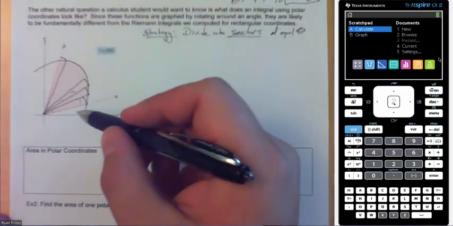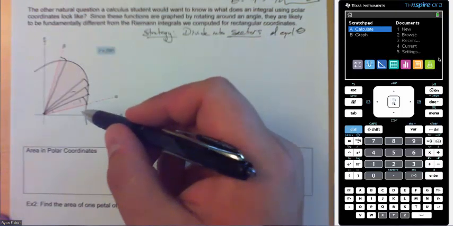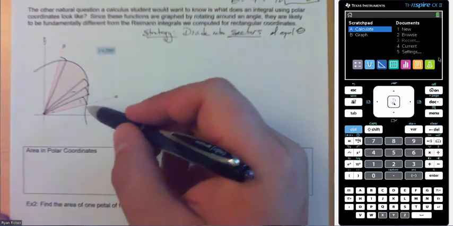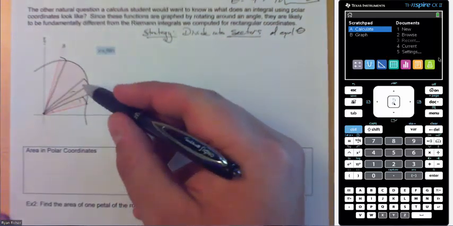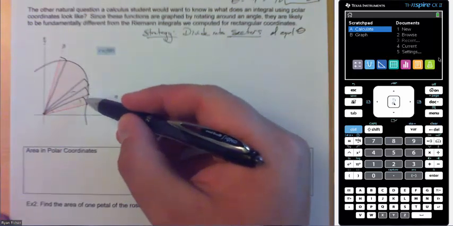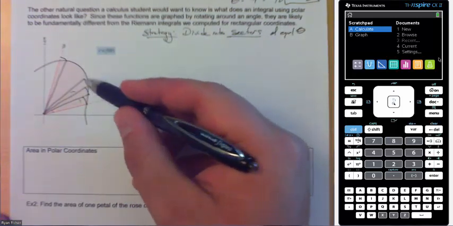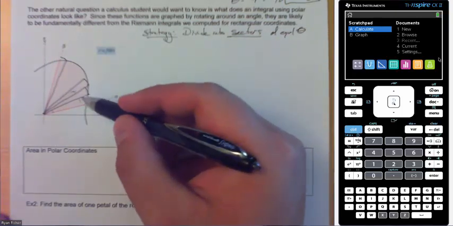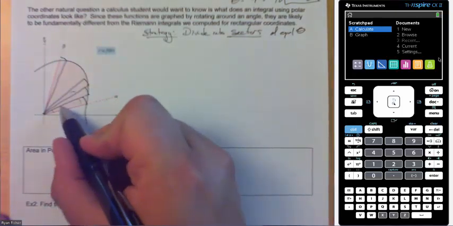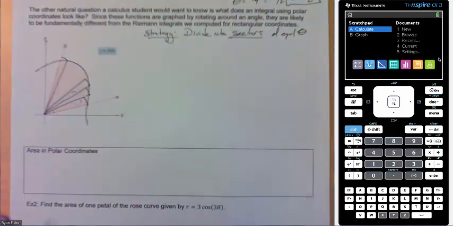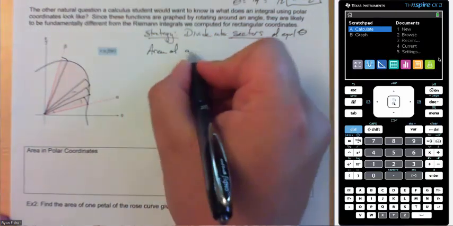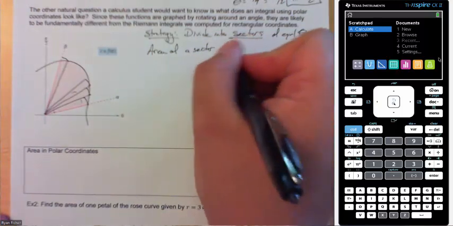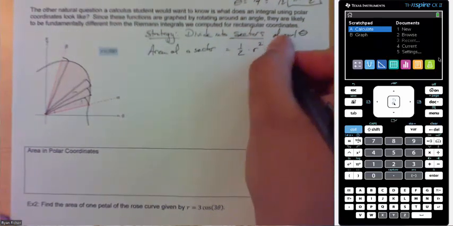And I hope that, just like the rectangles for area under a curve in rectangular coordinates, if we were to make finer and finer estimates, we'd eliminate these little gaps, and we'd get closer and closer to the exact area if we made the amount we rotate smaller and smaller and just added more and more wedges. So recall that the area of a sector in radians is 1/2 the radius squared times the angle in radians.